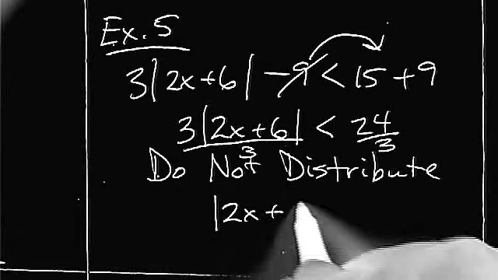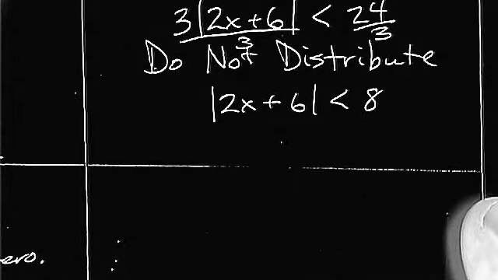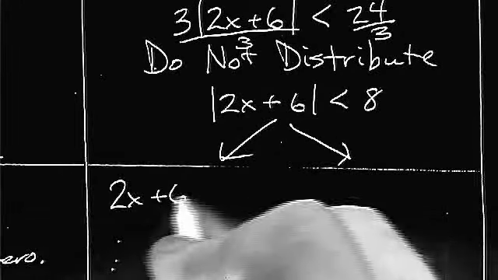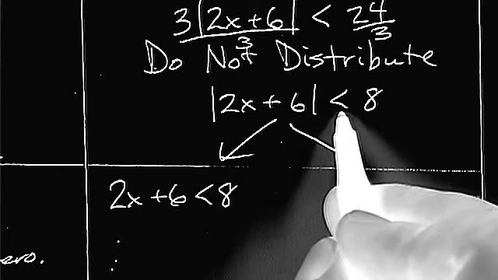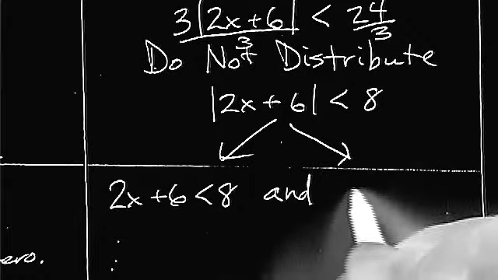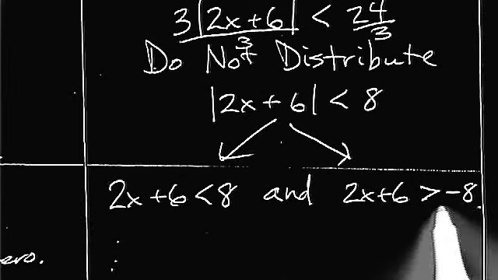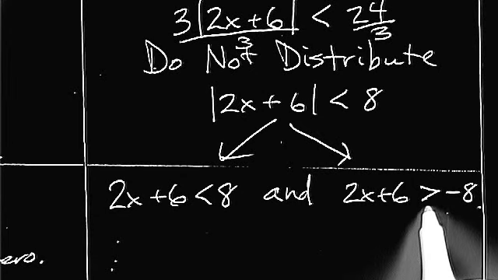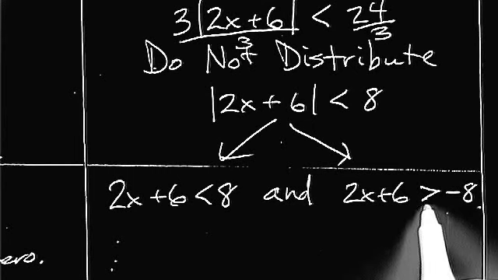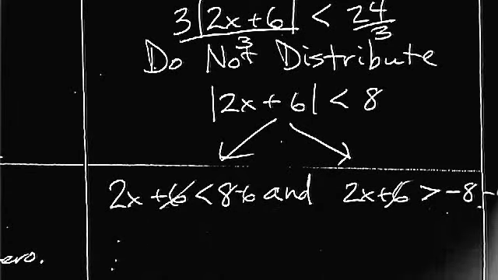So we have absolute value of 2x plus 6 is less than 8. Now it's ready. Split it up. 2x plus 6 is less than 8. It's a less than, so that means I'm choosing the word and. 2x plus 6 greater than negative 8. Make sure you're switching both the sign on the opposite side and the inequality symbol right there. Some kids do one but not the other, and it causes them to lose credit, or they get confused and frustrated on what's going on during a quiz or test.